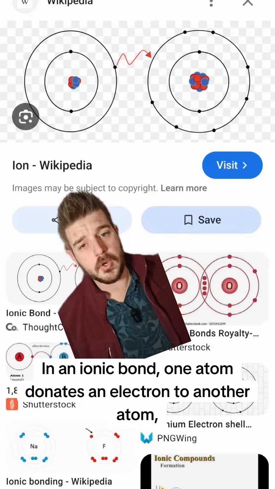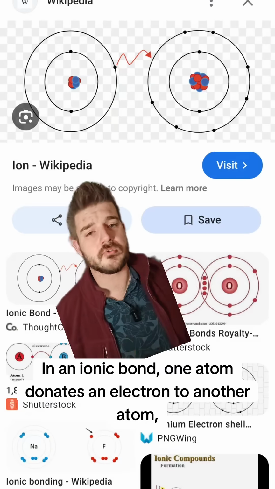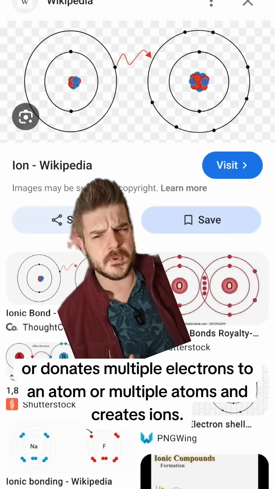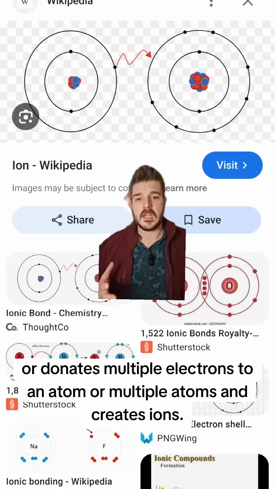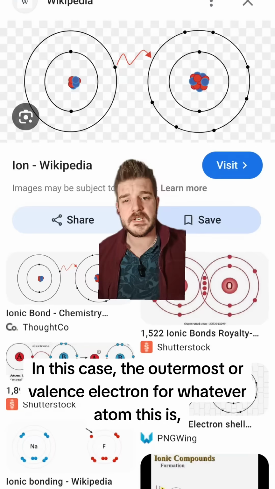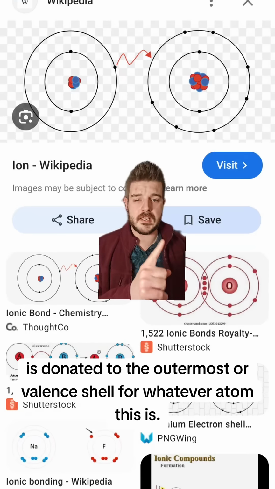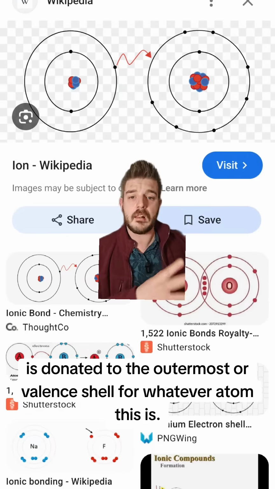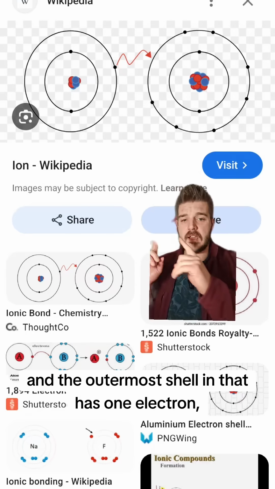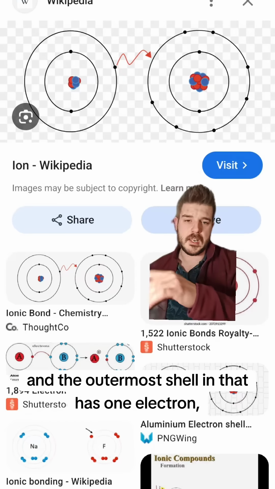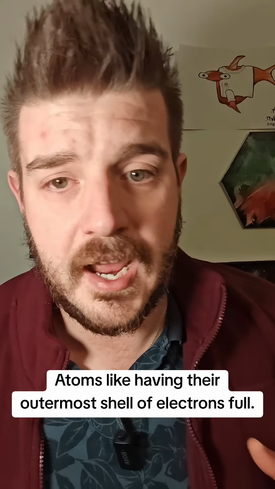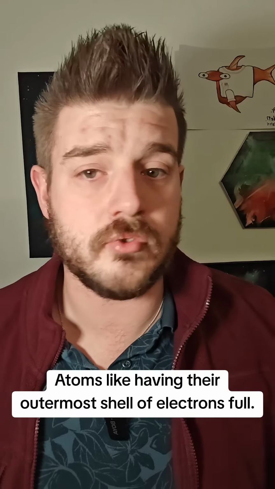In an ionic bond, one atom donates an electron to another atom, or donates multiple electrons to an atom or multiple atoms, and creates ions. In this case, the outermost or valence electron for whatever atom this is is donated to the outermost or valence shell for whatever atom this is. The outermost shell in this has one space and the outermost shell in that has one electron, so that electron fills the outermost shell. Atoms like having their outermost shell of electrons full.